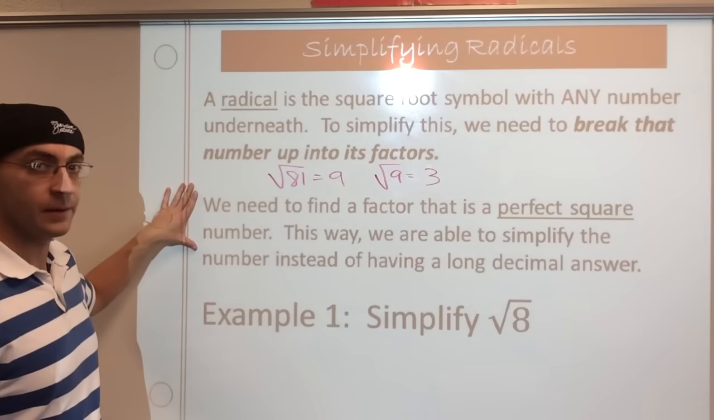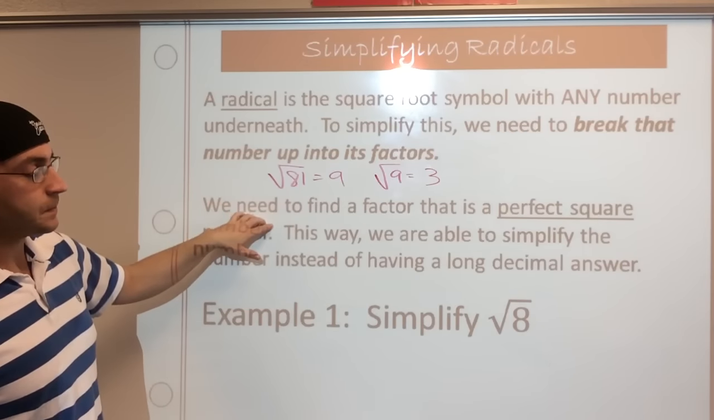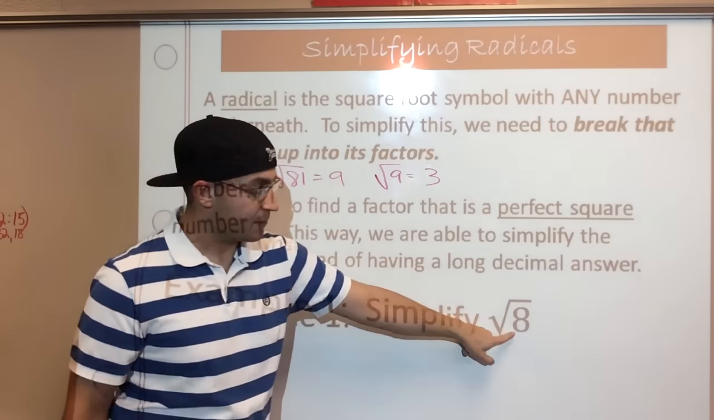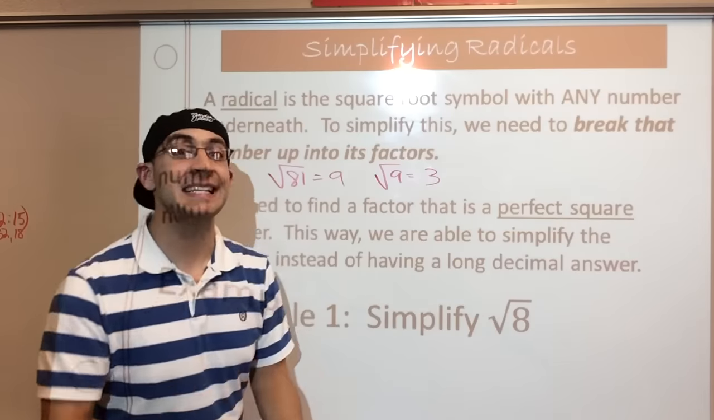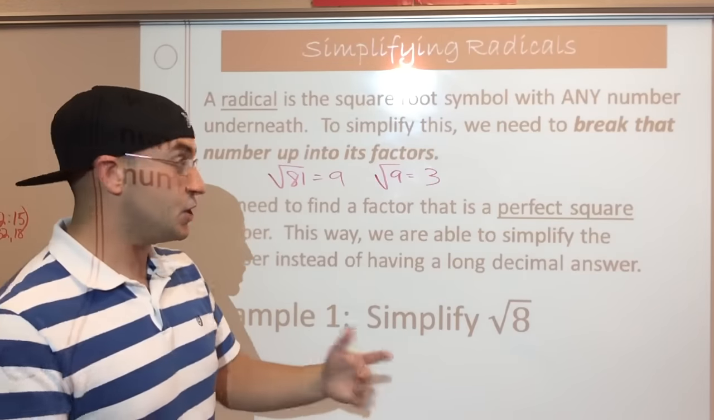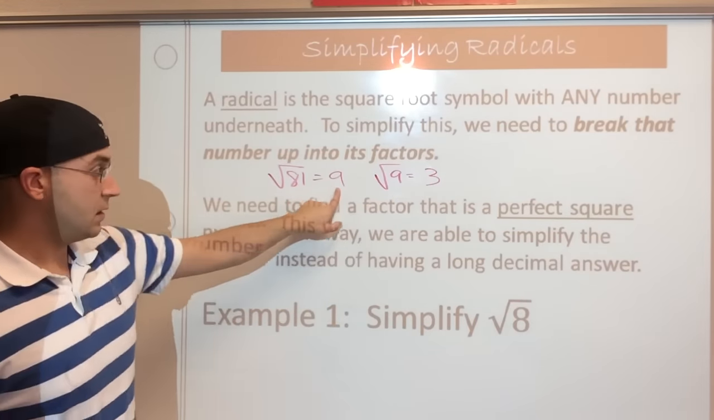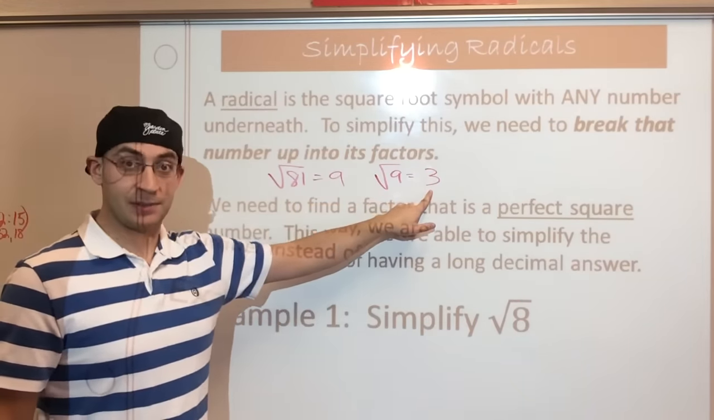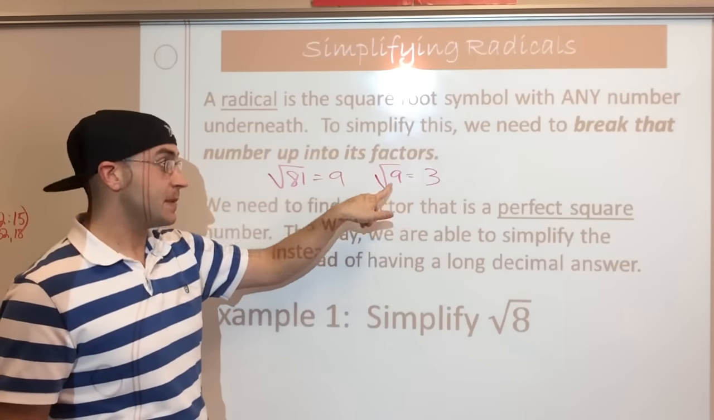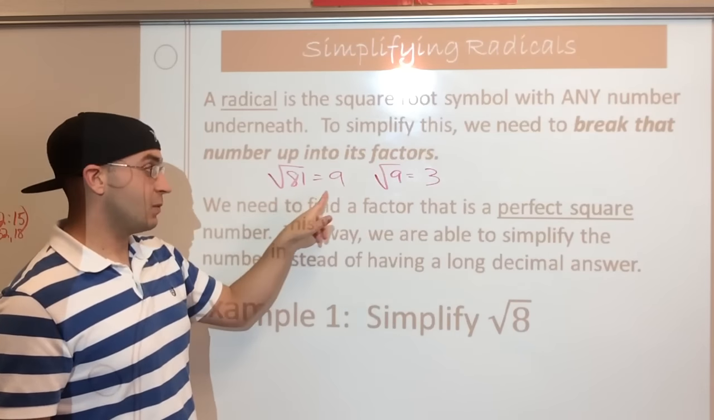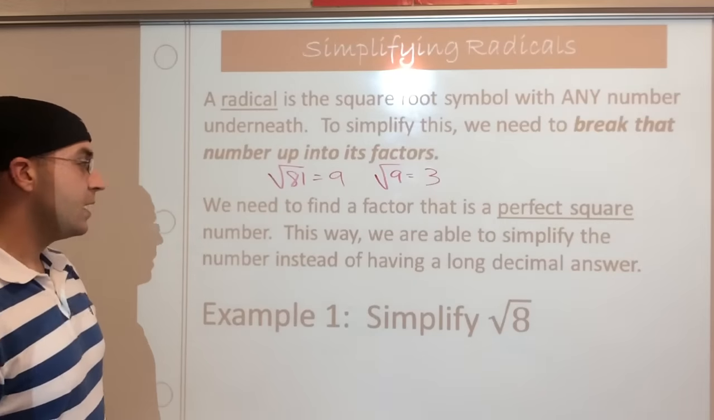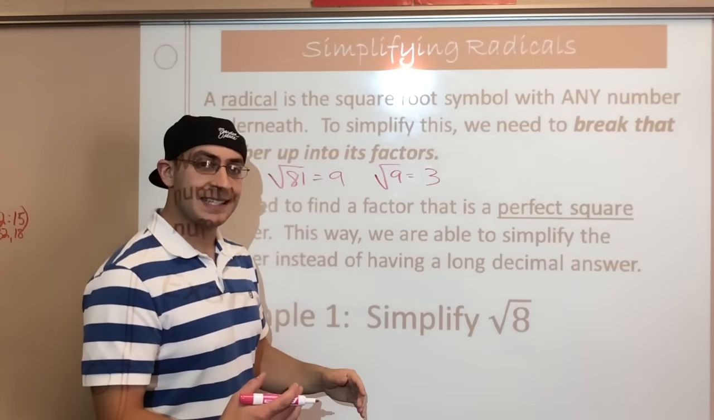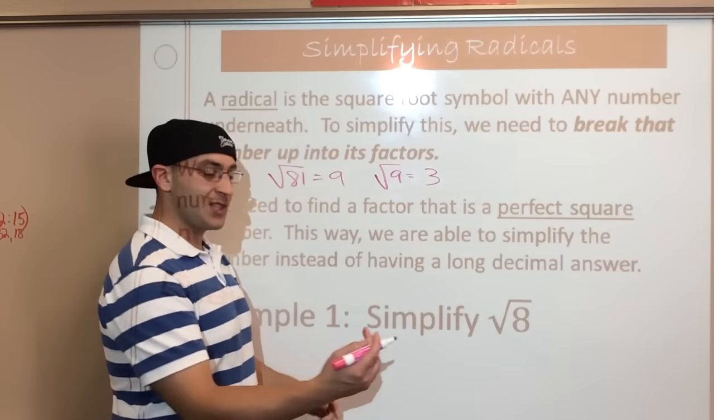Well, here's what I do. I need to find a factor of that number that's a perfect square. That's the easiest way to do this. Because you know that a perfect square has a number that is just simplified, because the square root of 9 is 3, because that's a perfect square. The square root of 81 is 9, because that's a perfect square. So what we're going to do here is list out some factors of 8. So let's just do that now.